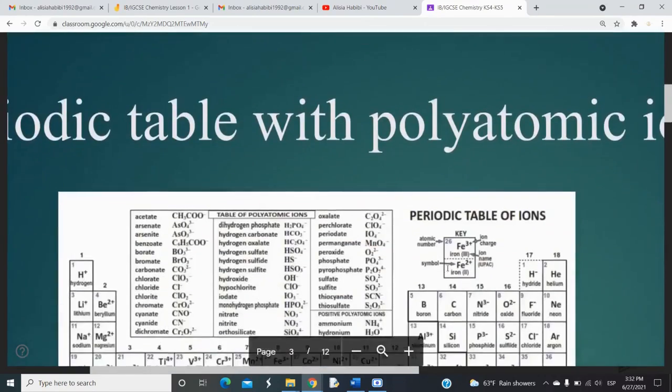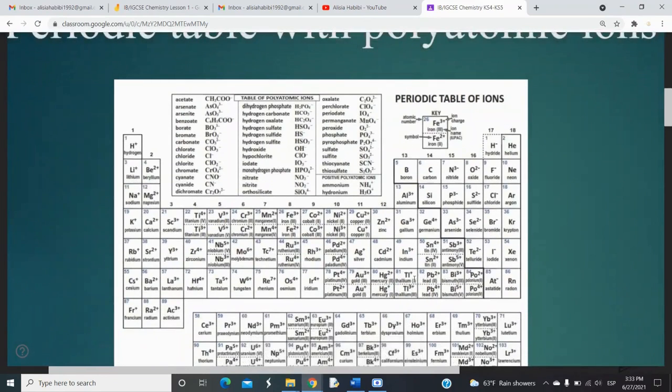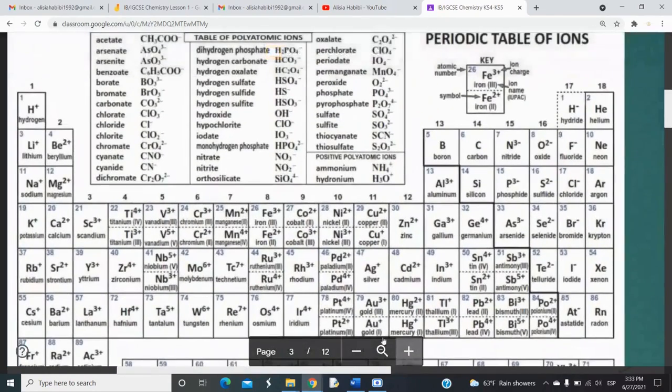Another thing I would advise you guys to get is this periodic table with the polyatomic ions, and this shows you the different polyatomic ions and their ionic charges. So it's also important. It also shows you the different elements of the periodic table.